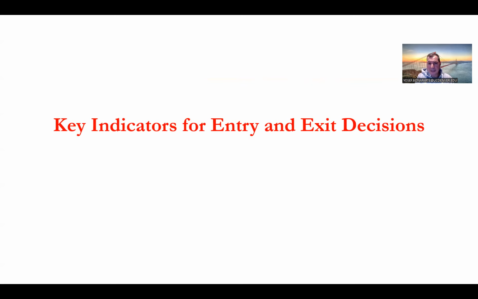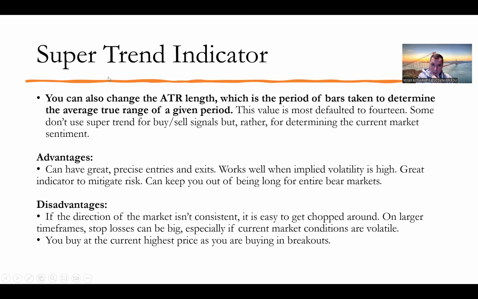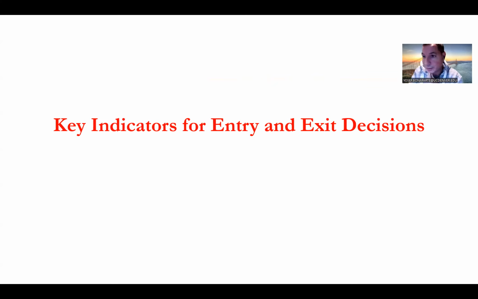Now, I mentioned that an advantage of the Supertrend indicator is that it can give precise entries and exits. It works well when implied volatility is high. That takes me to the entry and exit analysis.